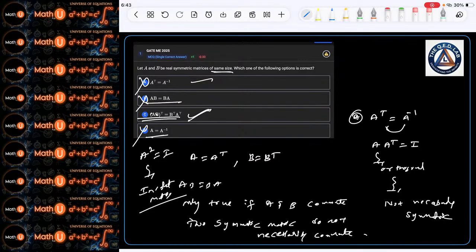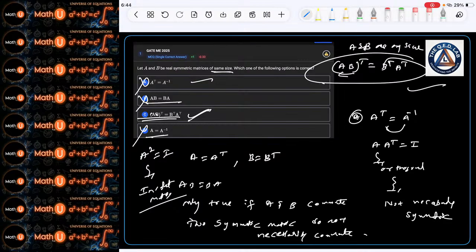But C is always true, because it is a general property for the transpose of a matrix. A and B are any square matrices. Square matrices include symmetric or skew symmetric also. It is always true. If you take the transpose, it is always B transpose into A transpose.